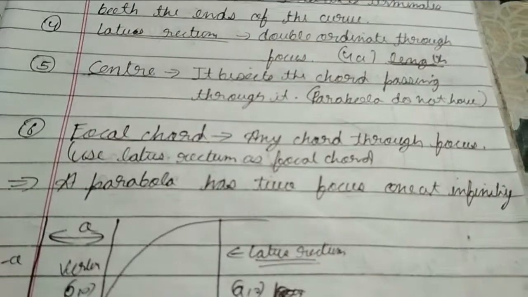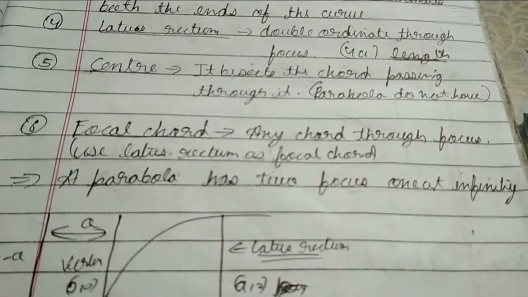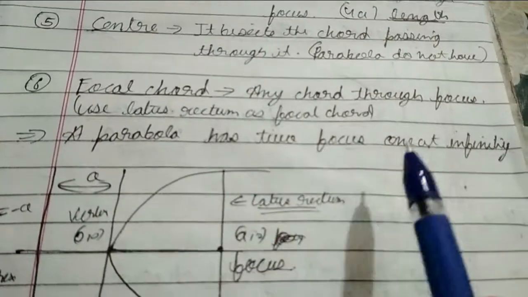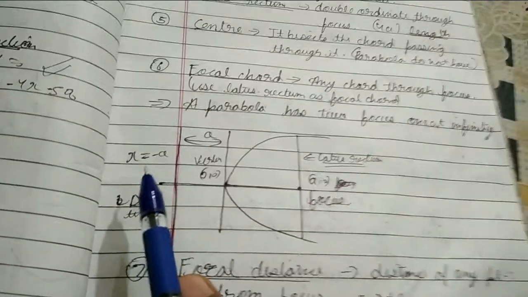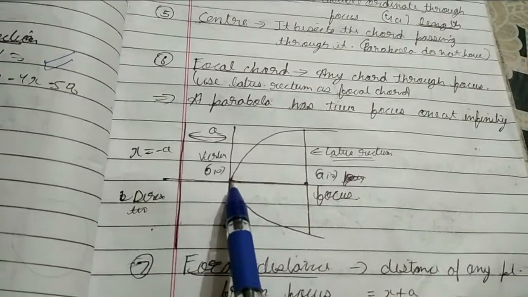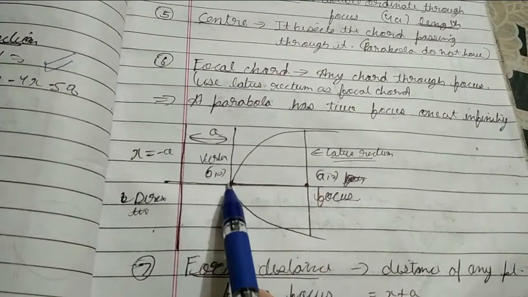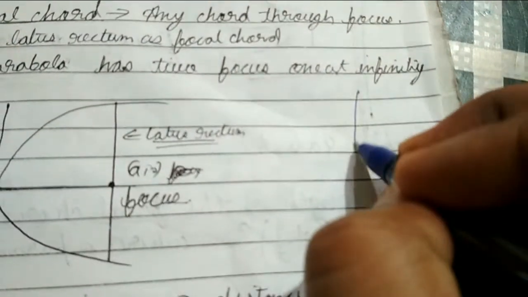Now, a parabola has two foci. One we all know, for y square equal to 4ax, it is at (a, 0), like here is the focus, and one at infinity. So a parabola has two foci and one of them is at infinity. You must have already known about that in physics, in the mirror section. Now the directrix: it is perpendicular to the axis and it is at the same distance from the vertex as the focus. Directrix and focus are at the same distance from the vertex.